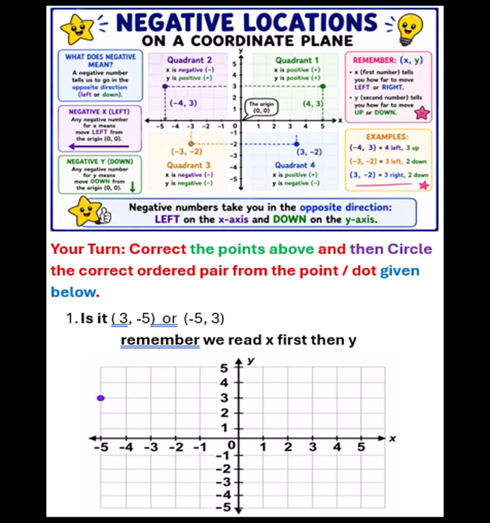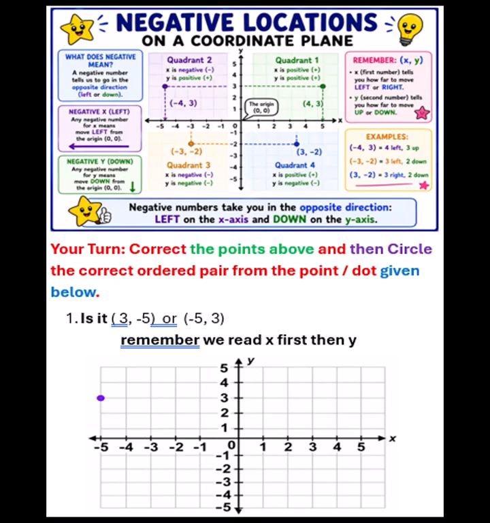Now, this will immediately go into us fixing the problem. Correct the points above on the coordinate plane. All right? So first we're going to correct the points above that's on the coordinate plane. And then we will go below to the coordinate plane at the bottom and circle the correct ordered pair that the dot is at, the purple dot at the bottom. So first let's go to the top and let's find out what's going on with negative 4 and 3.